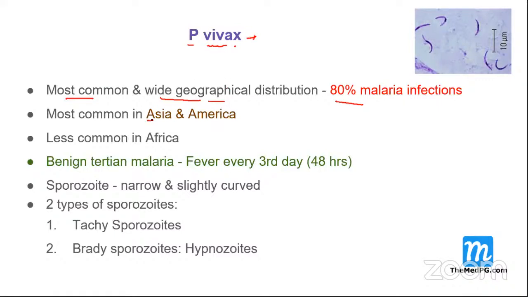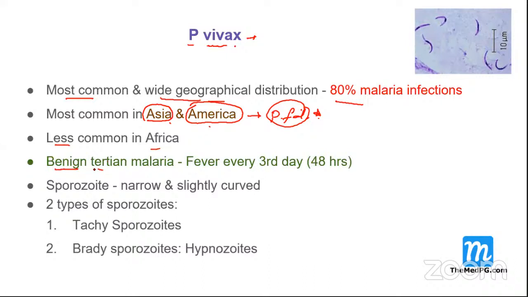And very important, it is most commonly seen in Asia and America. So what about Africa? In Africa, the most common is Plasmodium falciparum. This is a very important point. So Plasmodium vivax is most commonly seen in Asia and America and less common in Africa. And it causes a type of malaria called benign tertian malaria.